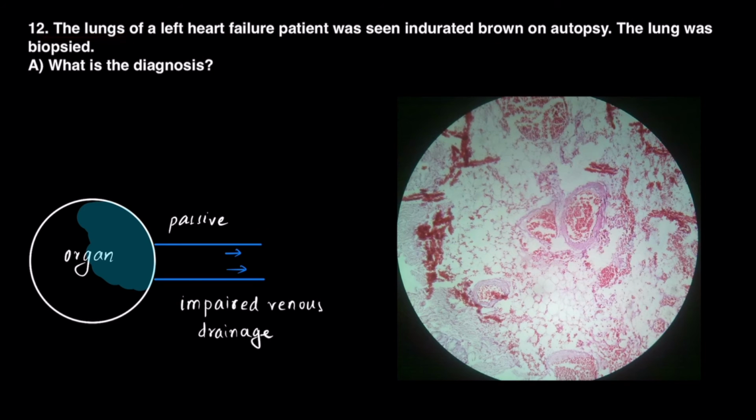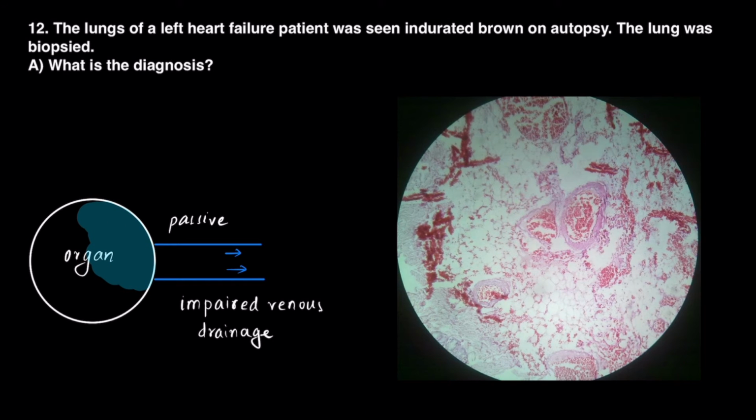The lungs of a left heart failure patient were seen indurated brown on autopsy. The lung was biopsied. See, we have an organ right here. The deoxygenated blood from the organ gets drained through the vein. Let's say this venous drainage gets impaired. As a result, the deoxygenated blood gets accumulated in the organ, and this shows various complications.